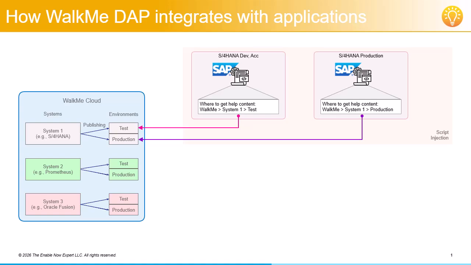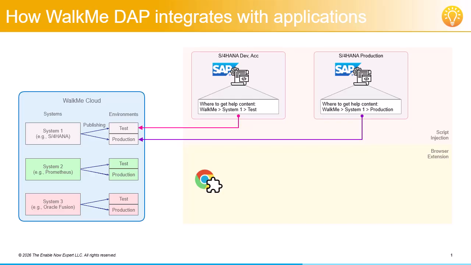For many browser-based applications or other websites you may use, the developer hasn't provided this easy integration option, so the script injection method of integrating WalkMe DAP can't be used. But that doesn't mean that WalkMe can't be used with these applications at all. It just means that we need to use another integration method, which is the browser extension method.